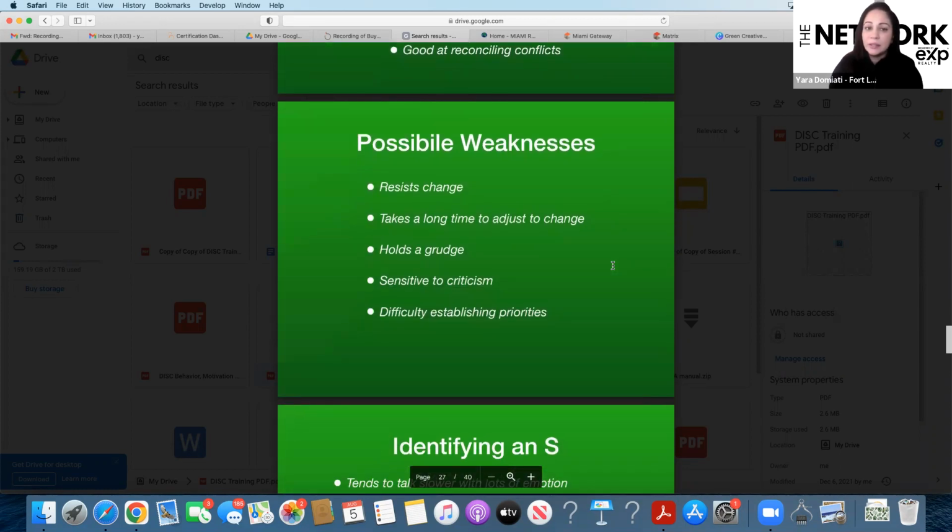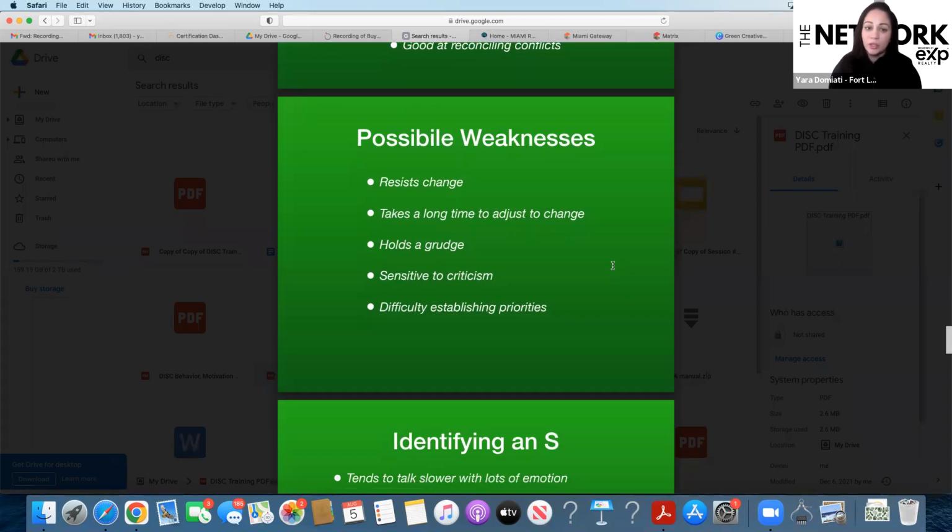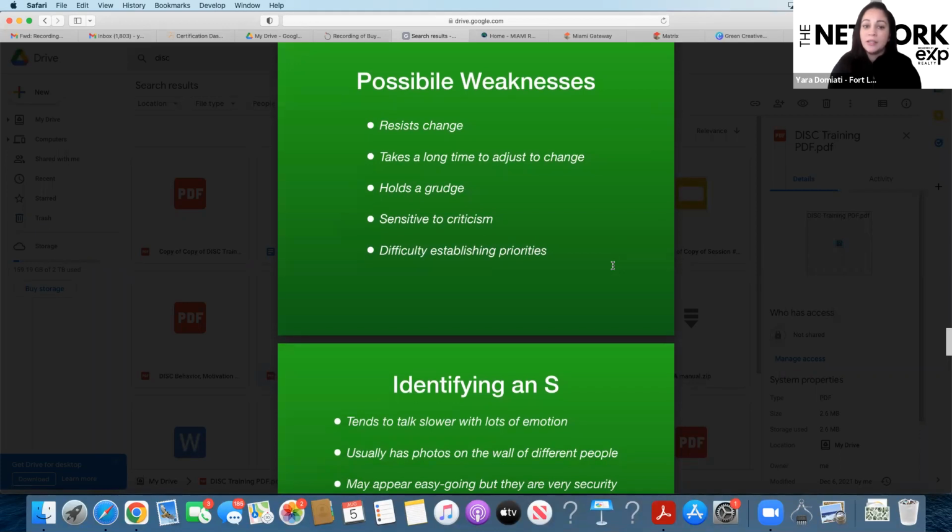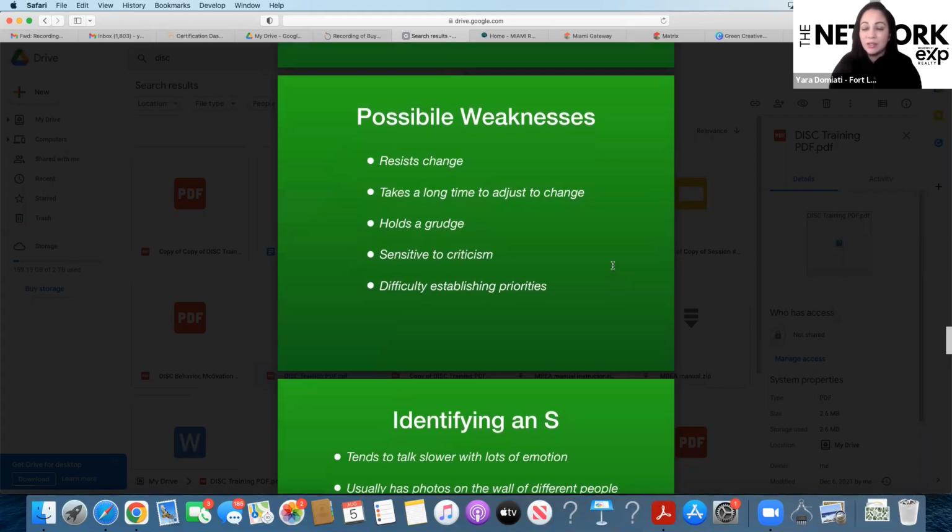Possible weaknesses: they resist change, take a long time to adjust to change, hold a grudge, are sensitive to criticism, and have difficulty establishing priorities. So these are people you want to watch your words with, especially if you are a D personality type. You definitely have to take a step back. I only know from experience, you've got to take a step back and figure out how to convey your message in the best way possible when it comes to an S personality type, because they can get offended really, really quickly.